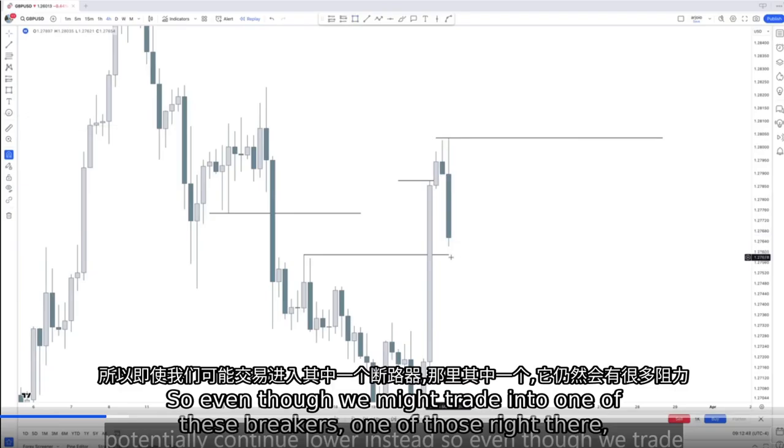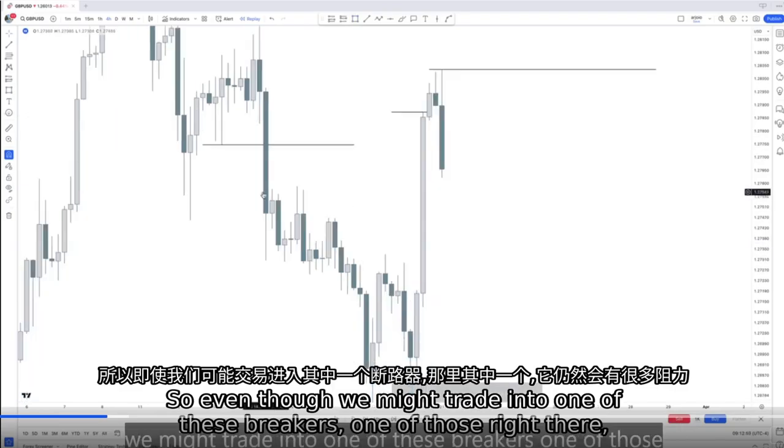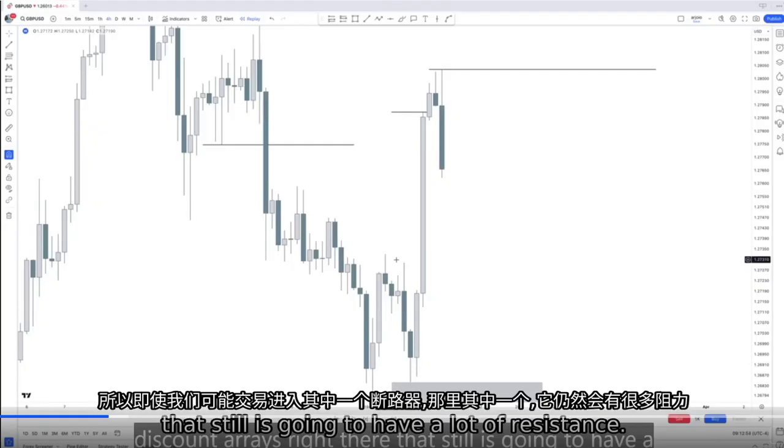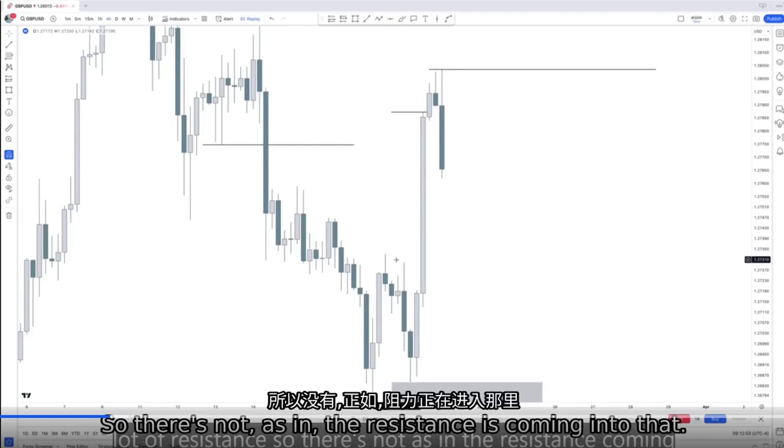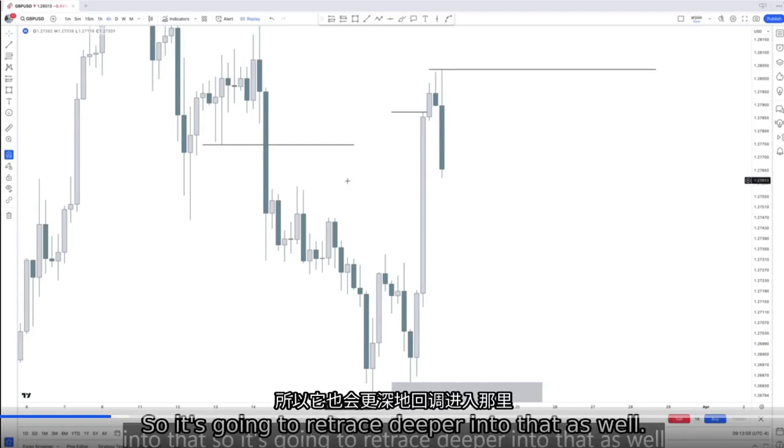So even though we might trade into one of these breakers, one of those discount arrays right there, that still is going to have a lot of resistance. So there's not, as in the resistance coming into that. So it's going to retrace deeper into that as well.